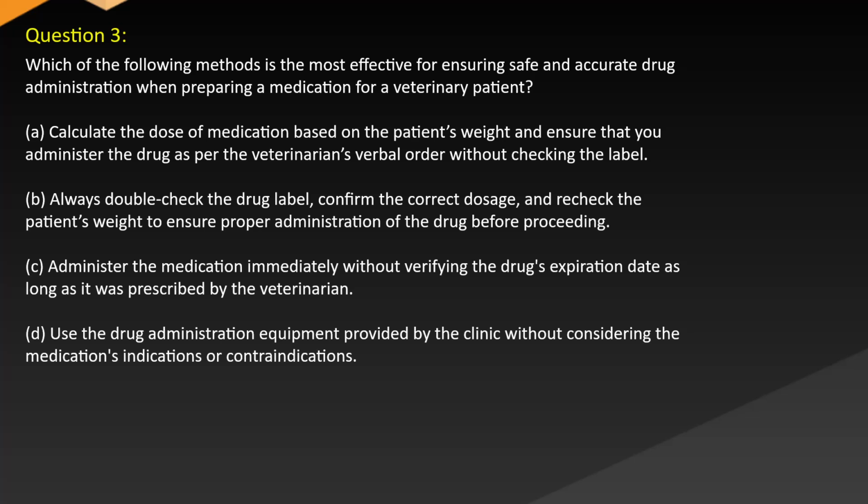B. Always double-check the drug label. Confirm the correct dosage and recheck the patient's weight to ensure proper administration of the drug before proceeding. C. Administer the medication immediately without verifying the drug's expiration date, as long as it was prescribed by the veterinarian. D. Use the drug administration equipment provided by the clinic without considering the medication's indications or contraindications.